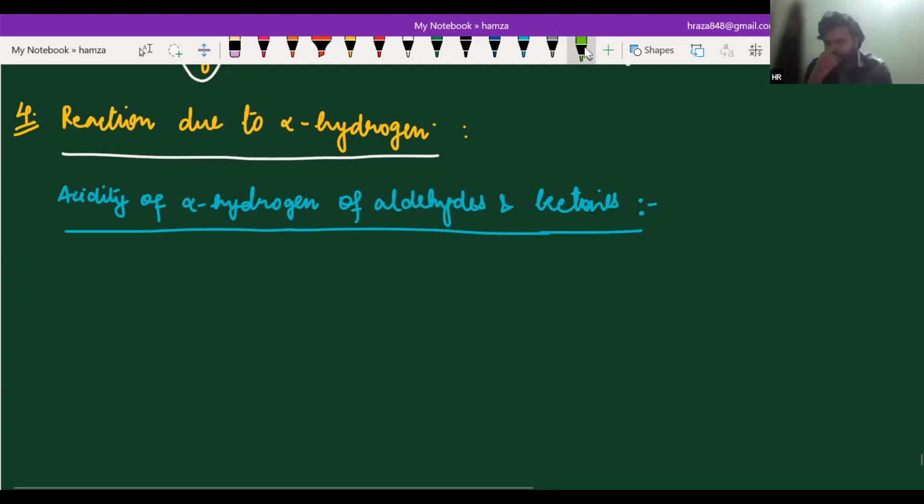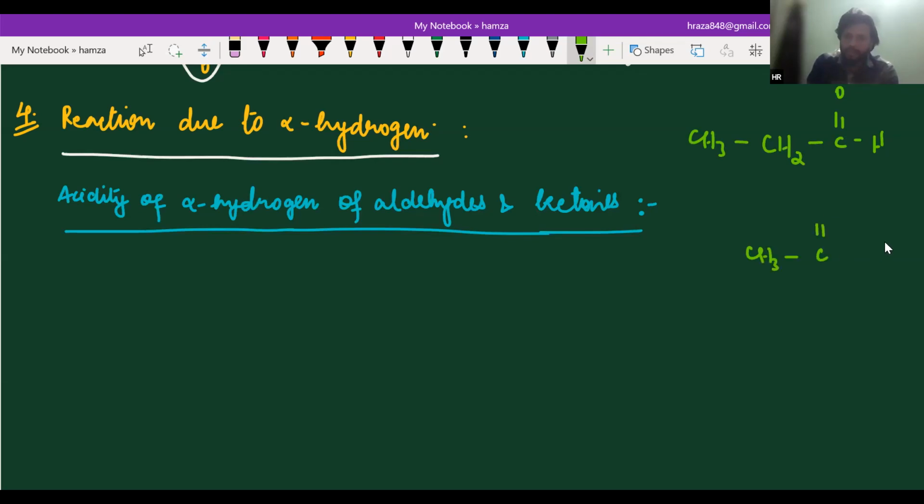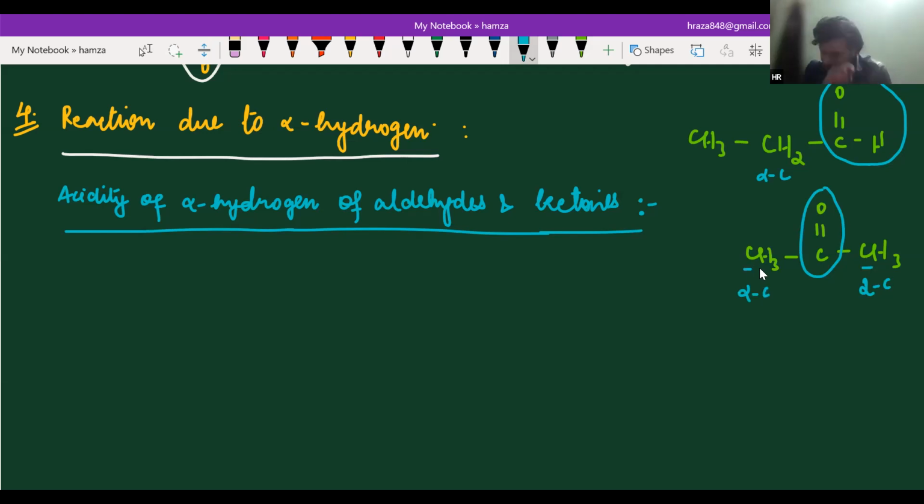Now see how you are going to recognize whether the alpha hydrogen is present or not. As you can see, this is your functional group C double O, aldehyde, and this is your functional group ketone. The carbon which is directly connected to the functional group is known as alpha carbon. In ketone, there will be two alpha carbons. This one is alpha carbon, and this one is also alpha carbon.